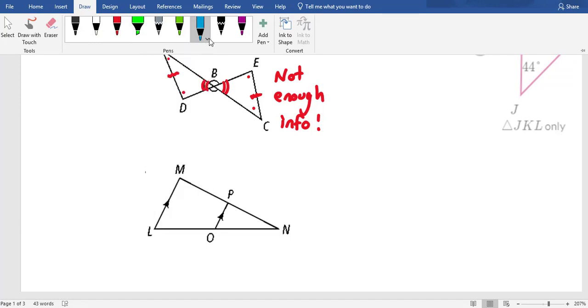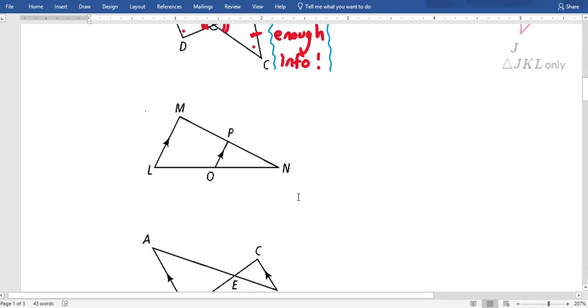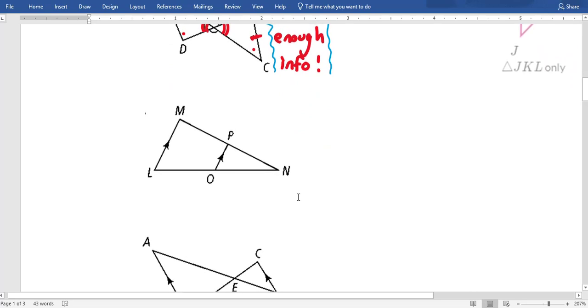So we have not enough information here. They might be similar, but we can't prove it yet. Let's check out this triangle, LMN and PON. This one, you might say, well, there's another. Do we know anything here?